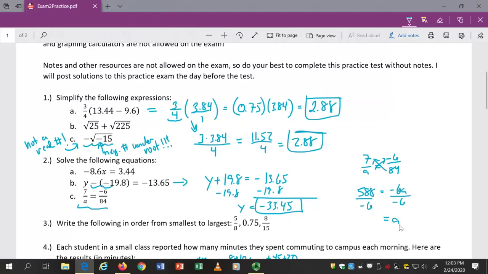So what is 588 divided by 6? It's like 98. But a positive divided by a negative is? Yeah, you got to make sure you don't forget your sign there. So this was a C there on that one.